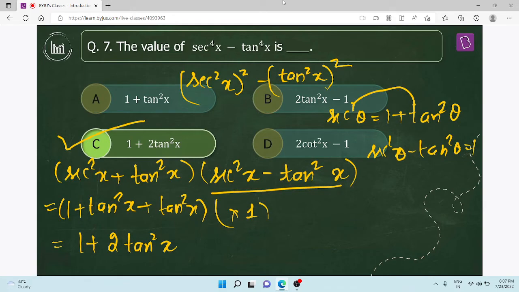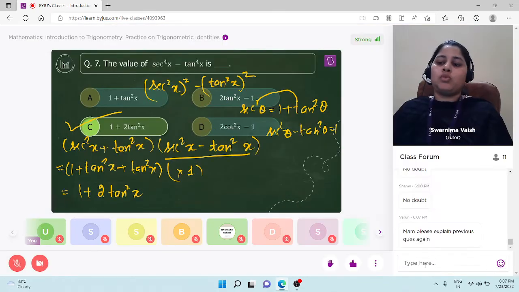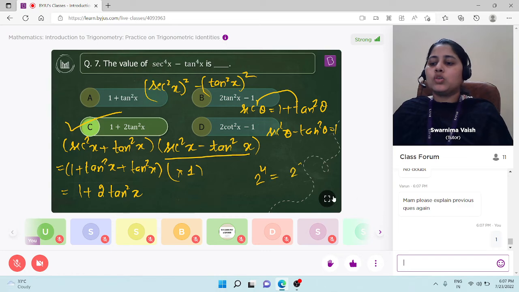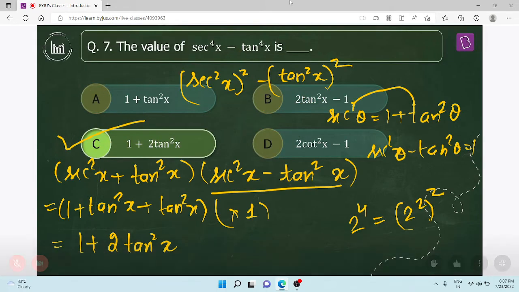Okay, so Varun, in this question, what we did, first term is sec to the power 4x. We can write it as sec square x whole square, that is our term to the power 4. Yes, Utkarsh, absolutely correct. The answer will be 1 for that. Same way we can write sec to the power 4x as sec square x whole square minus tan 4x as tan square x whole square. Now we can use identity a square minus b square here.